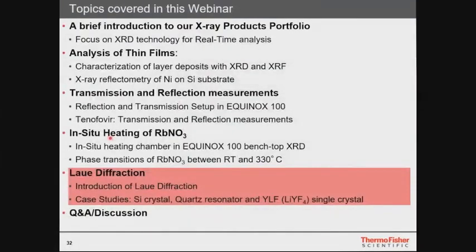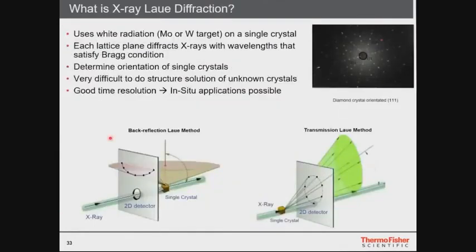Now we are coming to our last application, which is Laue diffraction. I put it at the end because it's different to all of the other applications. First, to give you a brief introduction, this technique is used basically only with single crystals or with wafers. It uses white radiation with the molybdenum or tungsten targets usually. Each of the lattice planes of our single crystal will diffract X-rays with wavelengths that satisfy Bragg conditions.